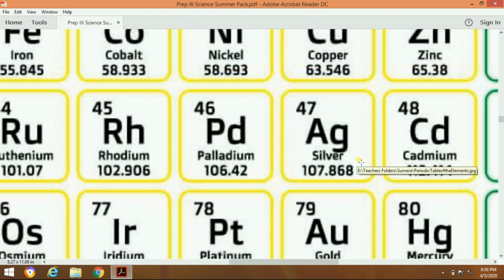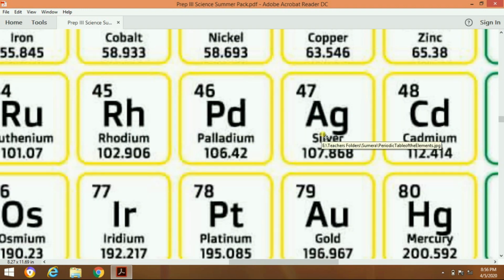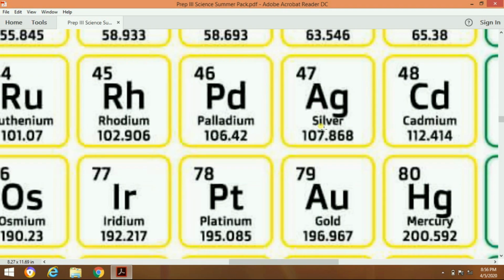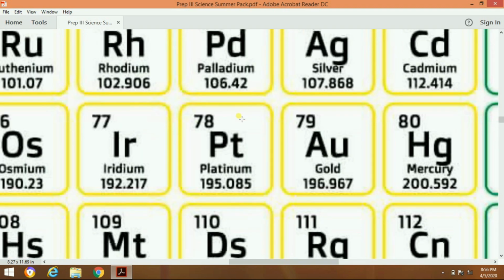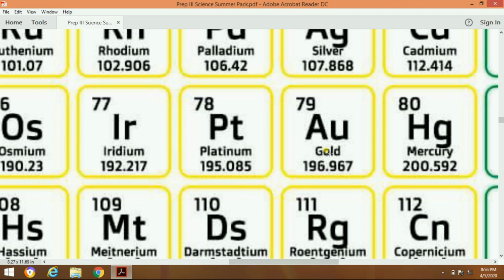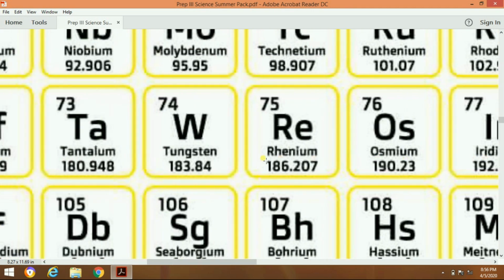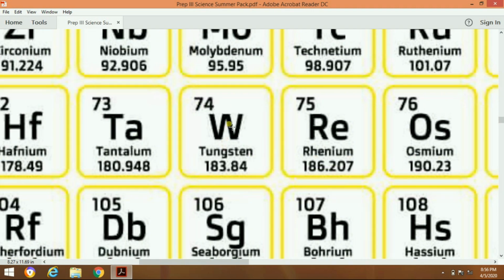Beside that, you have to learn some other elements, that is silver, its symbol is Ag, palladium, platinum, Au gold, Hg mercury, the only liquid metal, and tungsten. Where is tungsten? Yes, here it is. Its symbol is capital W and its name is tungsten.